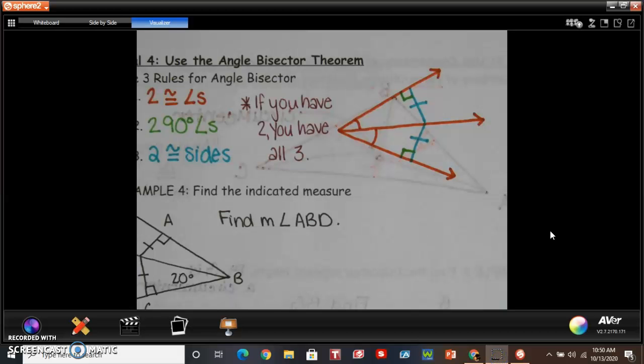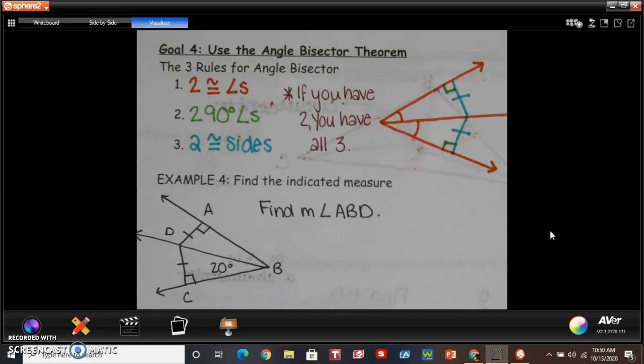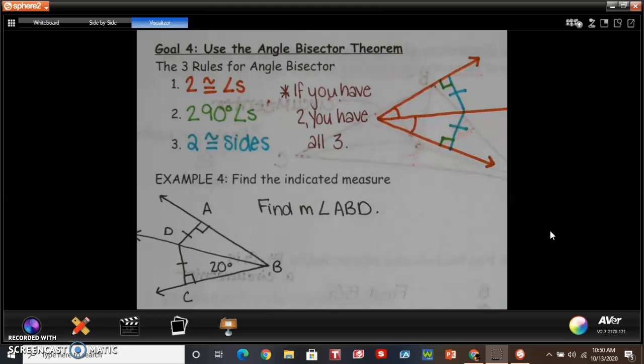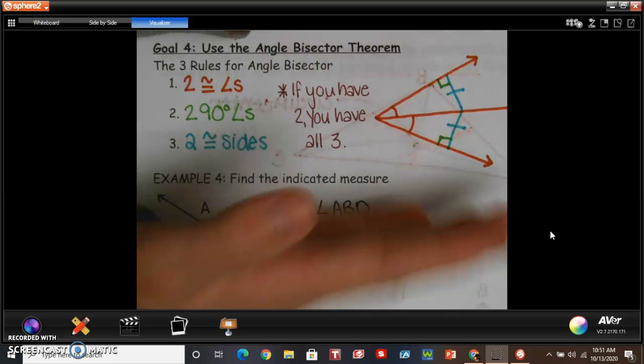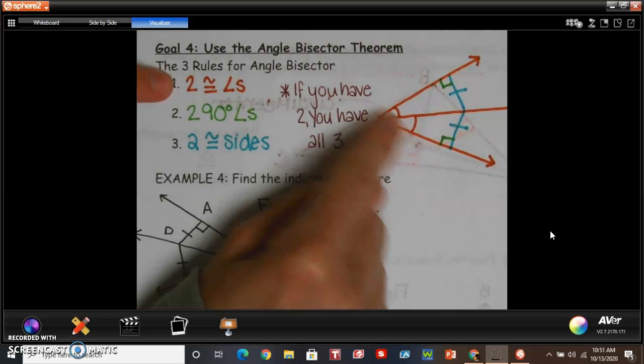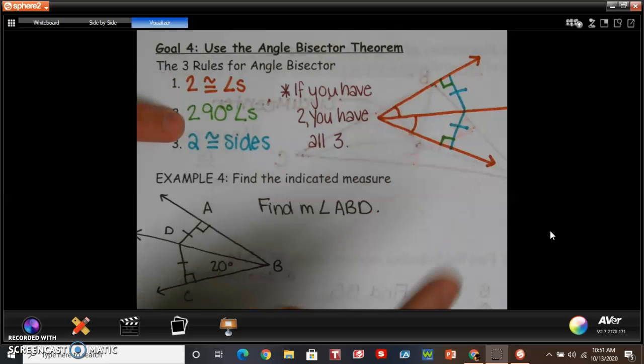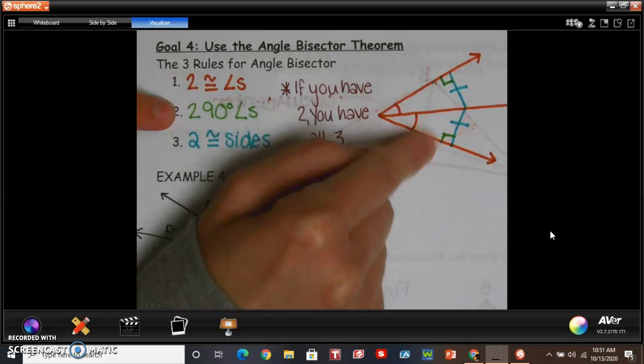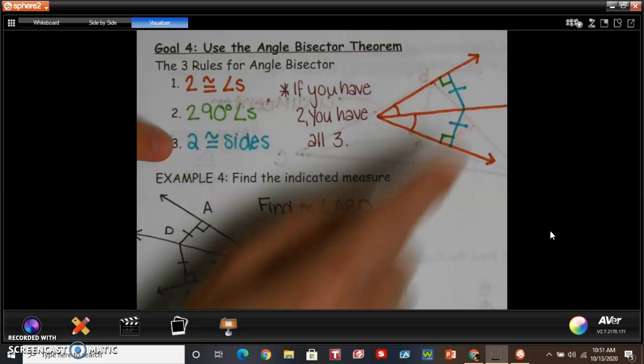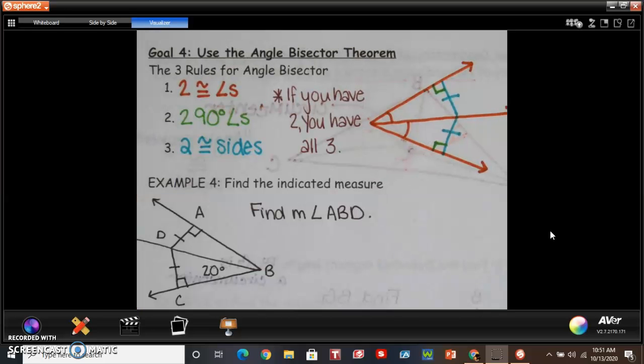Okay, alright. I don't know how much you missed. Actually, I kind of have an idea. So I'm just going to quickly review goal 4 again using the angle bisectors theorem. We're looking for 3 things: 2 congruent angles in the same position as these, 2 90-degree angles in the same position as those, and 2 equal sides. Remember, if you have any 2 of them, you have all 3.